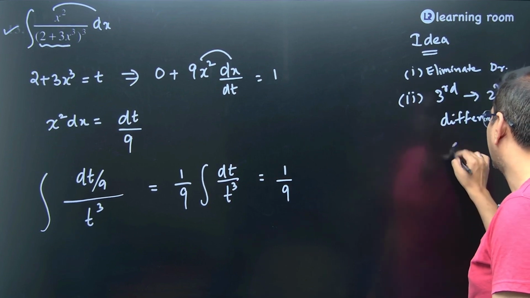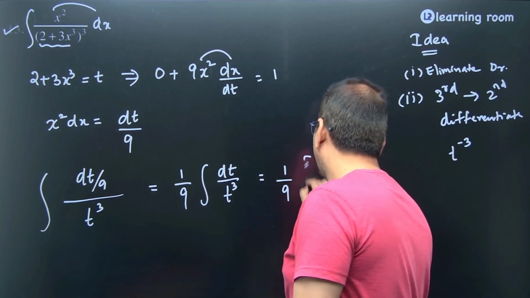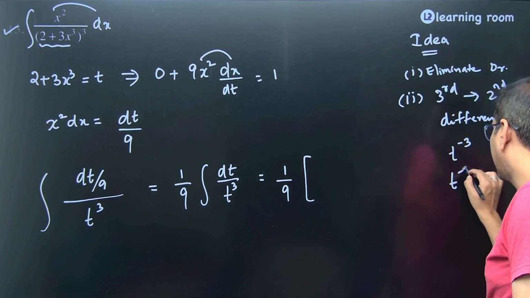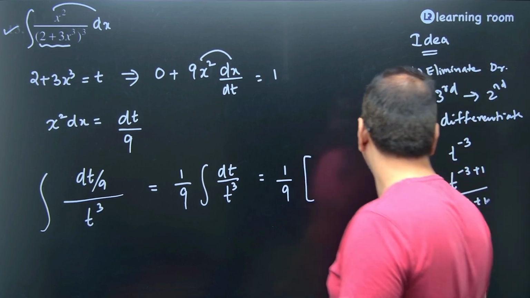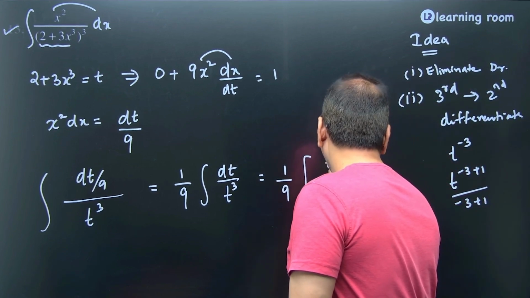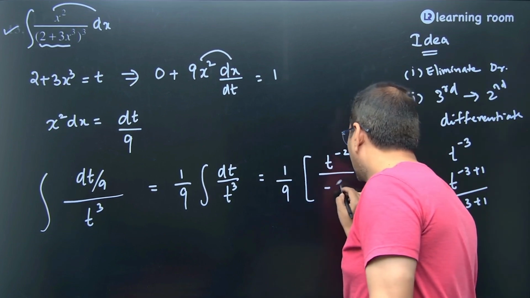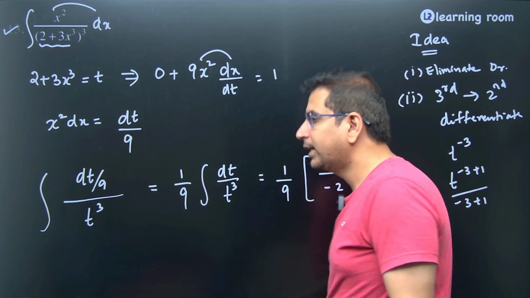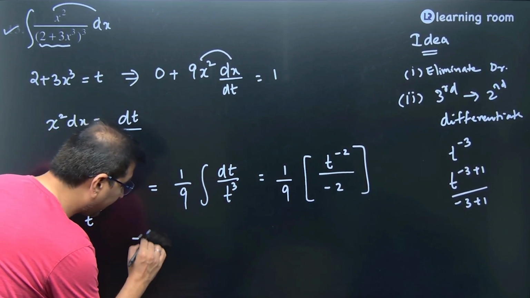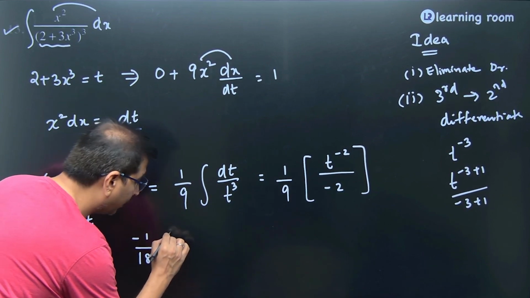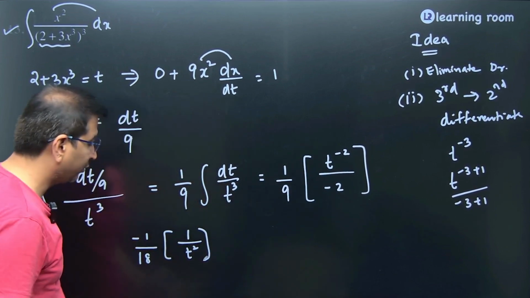is equal to 1 by 9 into, so 1 by t cube can be written as t power minus 3, right? So on integrating this t power minus 3, you will get t power minus 3 plus 1 divided by minus 3 plus 1, x power n plus 1 by n plus 1, right? So this is going to give you t power minus 2, the whole divided by minus 2, right? So this minus 2 will get multiplied with 9 in the denominator. So you will have minus 1 divided by 18 into 1 divided by t square. Reason, t power minus 2 is 1 by t square, right?